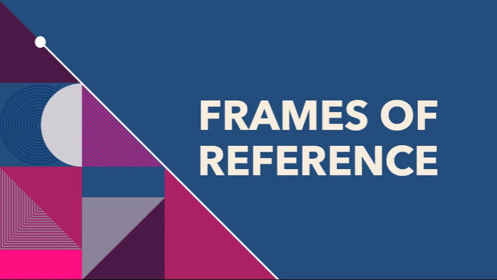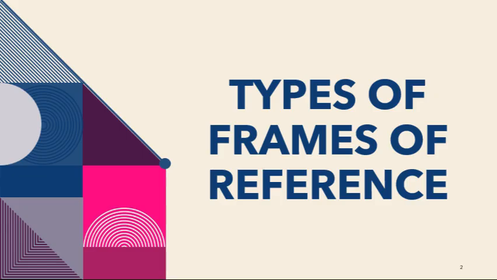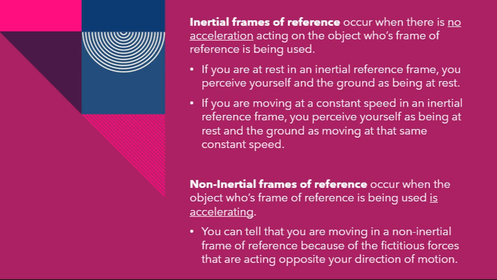For example, a car's motion would look different to you if you were standing still next to it, if you were inside it, or if you were walking in the opposite direction that it is going. We will first go over the two types of reference frames. Inertial frames of reference occur when there is no acceleration acting on the object whose frame of reference is being used. If the object is at rest or moving at a constant speed, it has an inertial frame of reference.